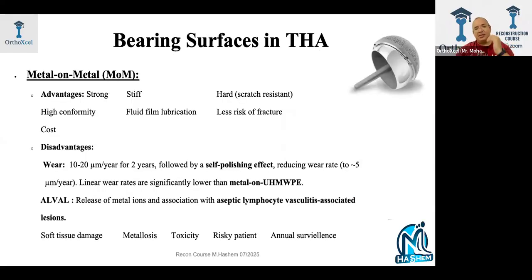Okay, what about metal on metal? If we know using ceramic is costly, why not use metal on metal? Again, it has its own benefits and risks. It has its own advantages and disadvantages.